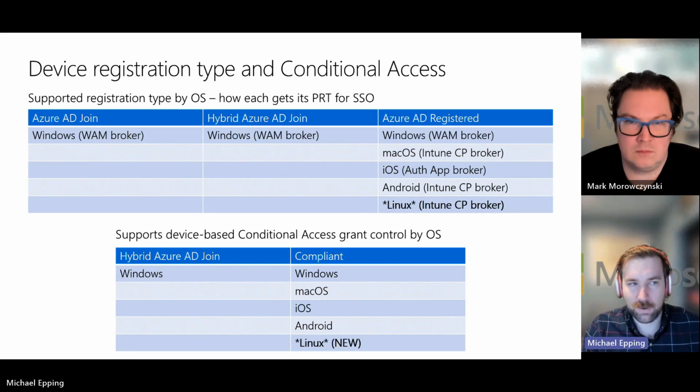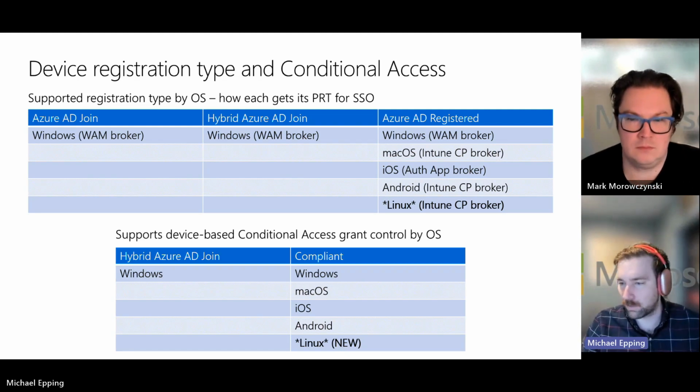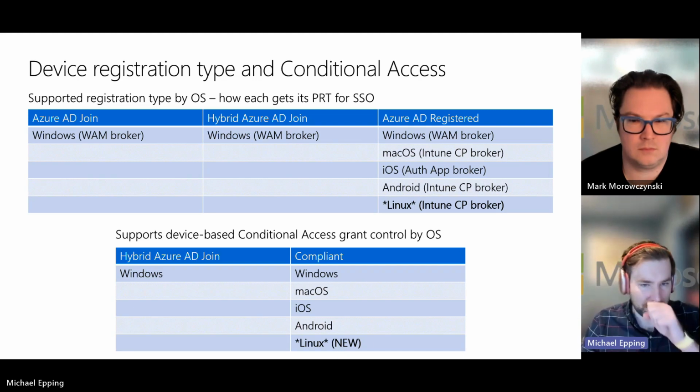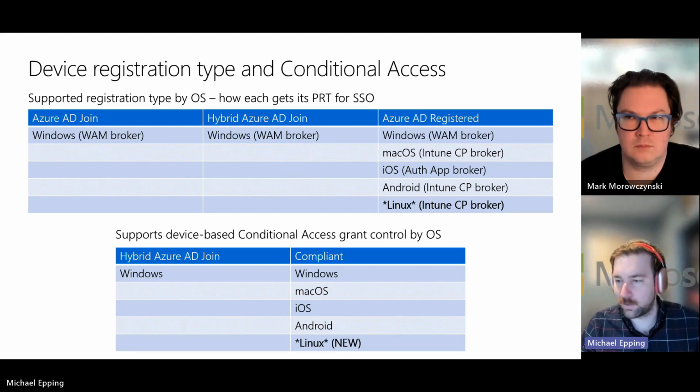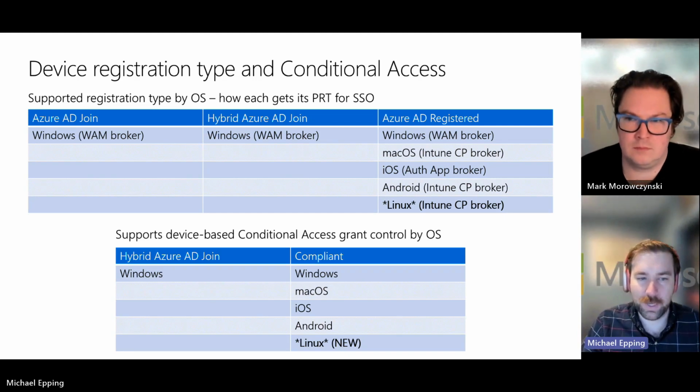One is that we now have a broker that can be used to register those Linux clients with Azure AD. In the case of Windows, we have what's called the WAM, which can be used to Azure AD join, hybrid Azure AD join, or Azure AD register that Windows client. For Mac and iOS, we have brokers. Mark talked earlier about the Intune Company Portal being that PRT broker, or the Authenticator app on iOS. On Android, it's the Intune Company Portal. And now on Linux, we also have the Company Portal. This enables us to both register in Azure AD and get the device enrolled into Intune so that we can target it with compliance policies.